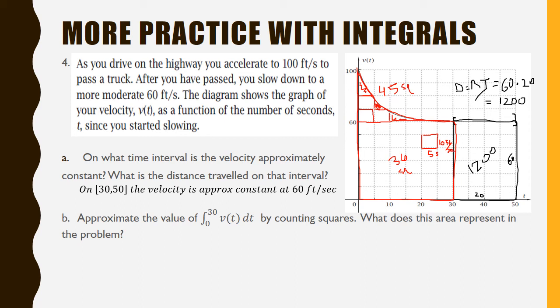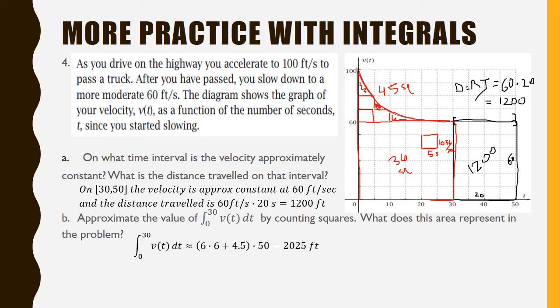Sorry about my writing. So that means that each of these squares actually counts for 50 feet. So I found the total number of squares here. That's my total number of squares. So 36 plus 4.5 is 40.5 squares. But because each square counted for 50 feet, I multiplied and got 2,025 feet.